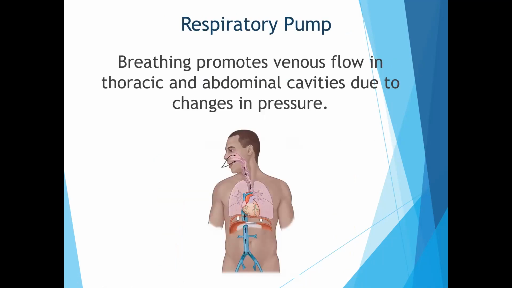Our respiratory pump also helps. This is more of a pressure change. Breathing is going to promote venous flow in the thoracic and abdominal cavities due to changes in pressure. As an example, when we breathe in, we get a drop in the diaphragm that results in a drop in our chest pressure. That creates a pressure gradient that promotes blood flow in the thoracic and abdominal cavities.